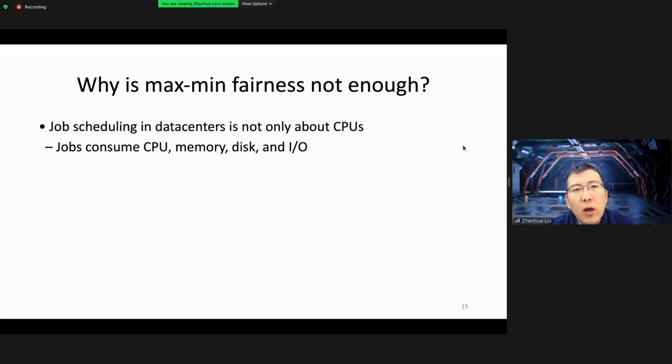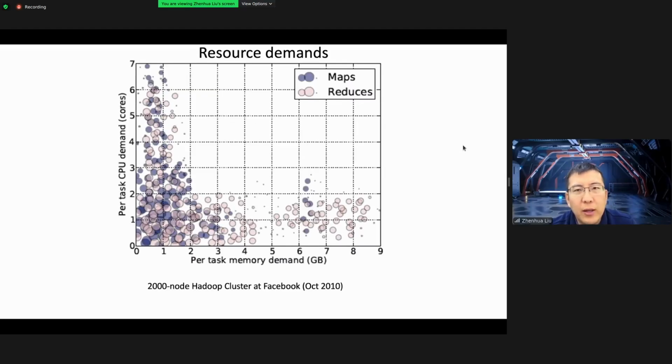Okay, so it's not enough for multiple resources, right? So this is a figure showing the tasks, their demand for CPU and memory, right? So each circle corresponds to a task, right? The blue ones are for maps, while the orange or reddish ones are for reduces. The horizontal axis is the memory. The vertical one is for CPU.